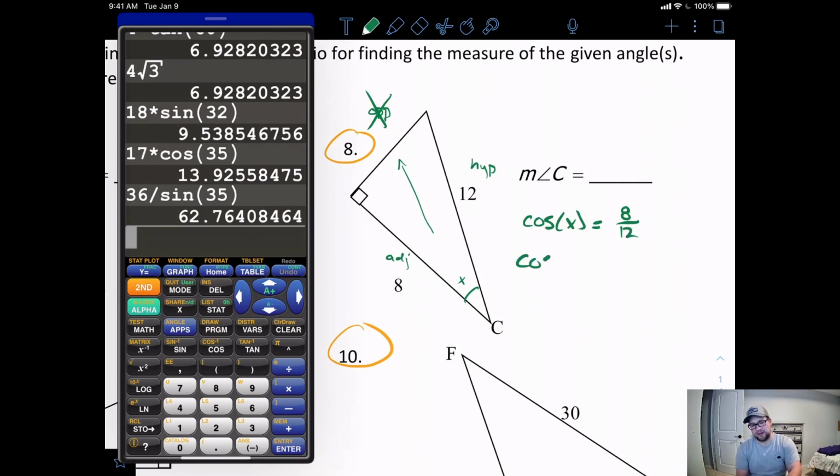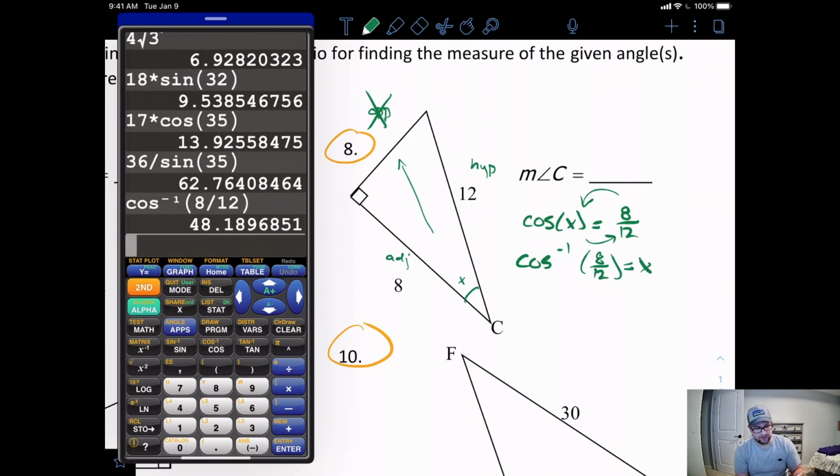Since we're looking for the angle, we want to use cosine inverse, which means we're going to move the 8 over 12 in and the x out. So punching this in, second cosine inverse of 8 divided by 12 is going to give us our answer of 48 point, let's call it 19. So 48.19 will be our final answer when we round that up, and that's, of course, in degrees.